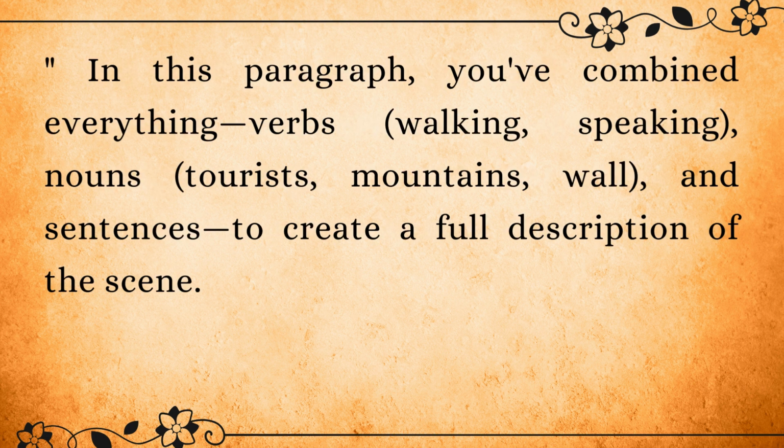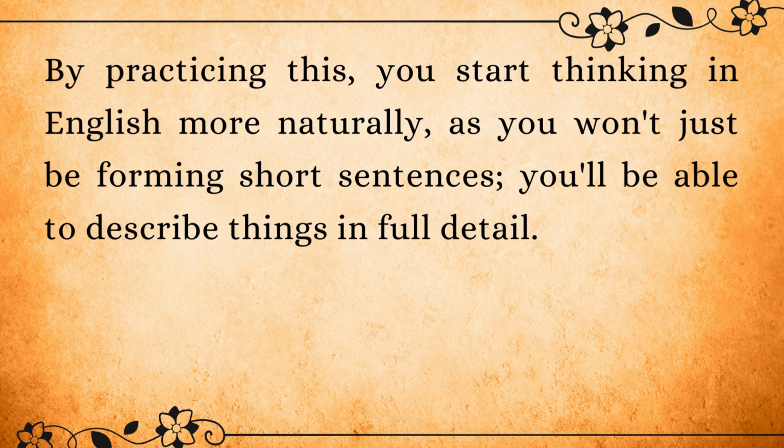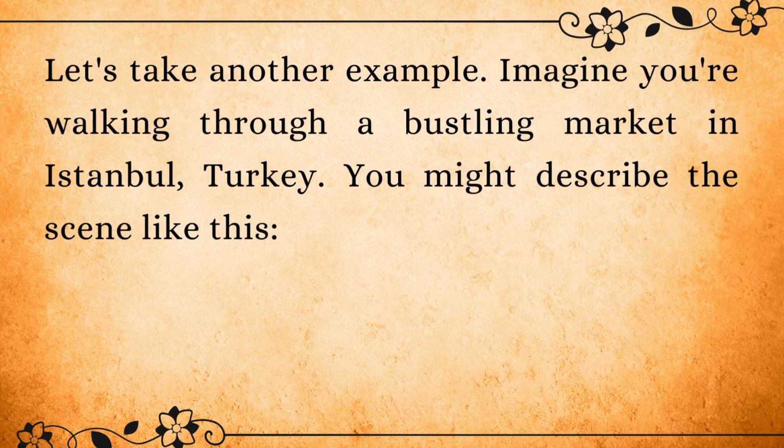In this paragraph, you combine everything: verbs, walking, speaking, nouns, tourist, mountains, wall, and sentences to create a full description of the scene. By practicing this, you start thinking in English more naturally, as you won't just be forming short sentences. You'll be able to describe things in full detail.